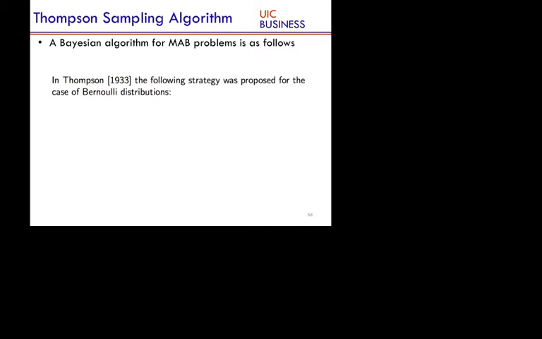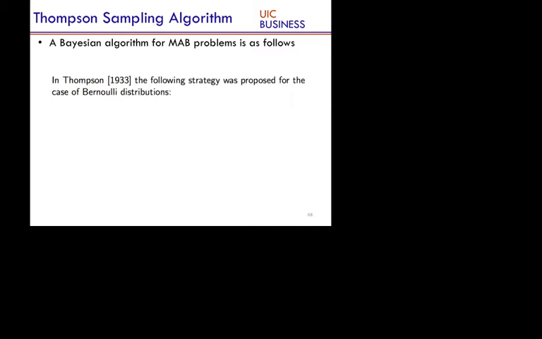Which is called the Thompson sampling algorithm. It's a Bayesian algorithm. The previous two algorithms were somewhat like keeping track of statistics, the empirical means and maybe adding some bonuses and so on. So now we have a Bayesian algorithm. It's quite old actually, from 100 years ago.